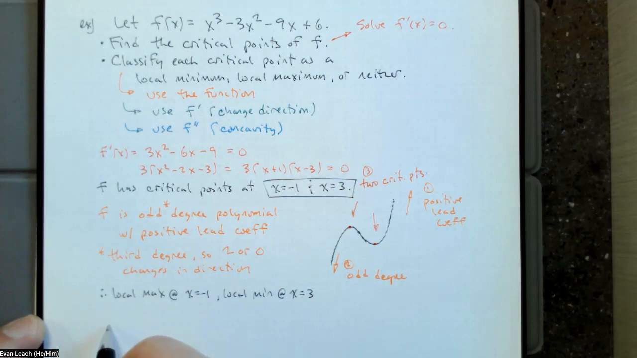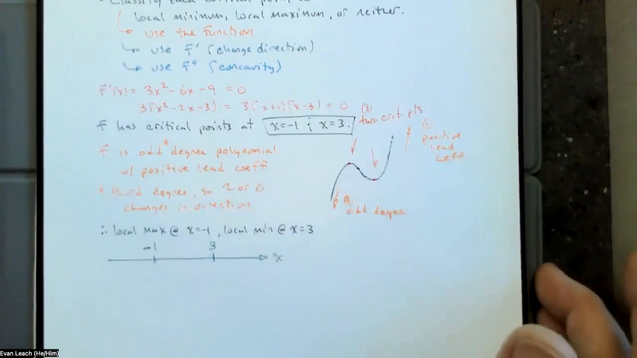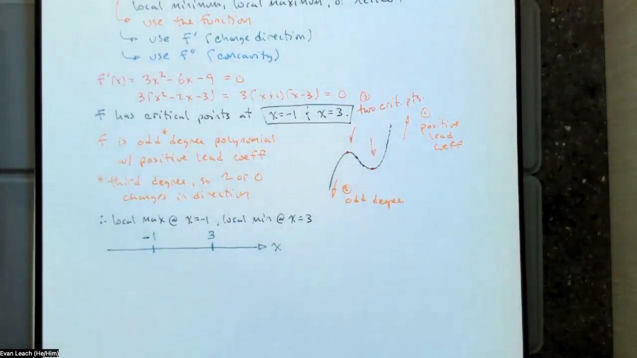So if I think of a number line, these 2 critical points at -1 and +3, divide the number line up into these 3 intervals. Before -1, between -1 and 3, and then after 3. So I can use the first derivative to determine the direction on each of those intervals.